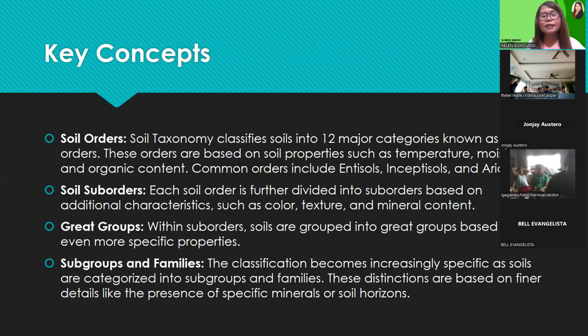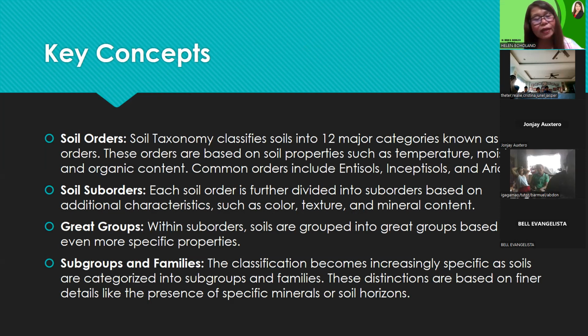So these are the different key concepts. Soil orders: in soil taxonomy, soils are classified into 12 major categories known as soil orders. These orders are based on soil properties such as temperature, moisture, and organic content. Common orders include entisols, inceptisols, and aridisols.